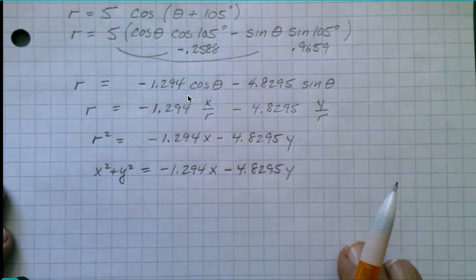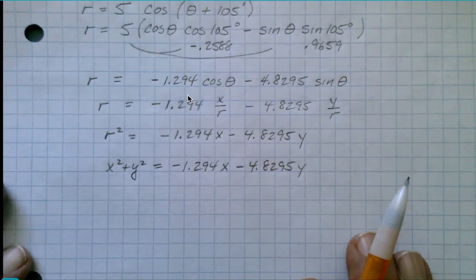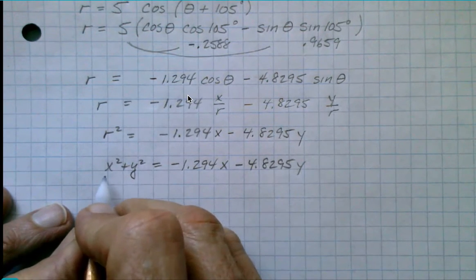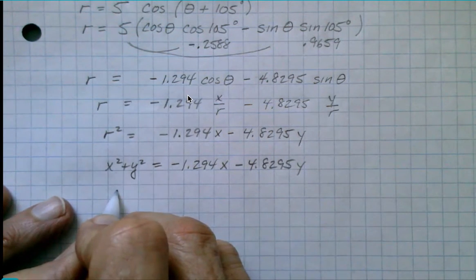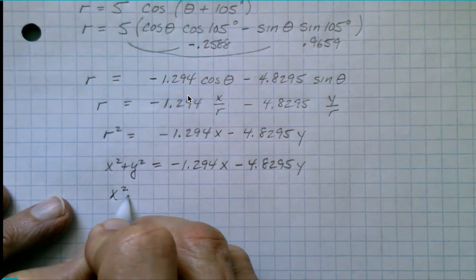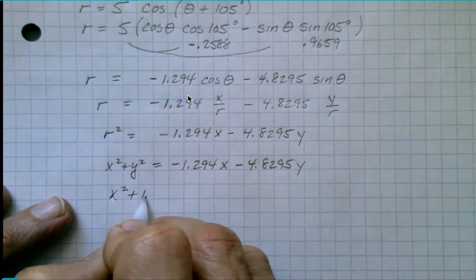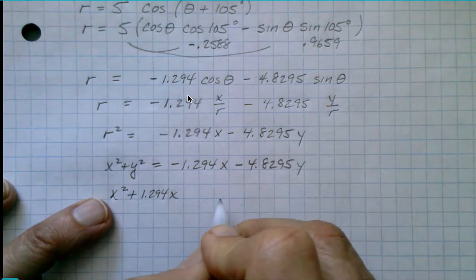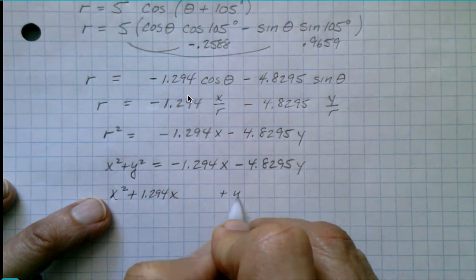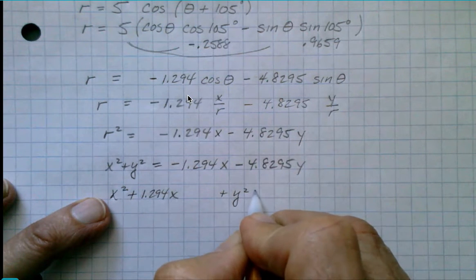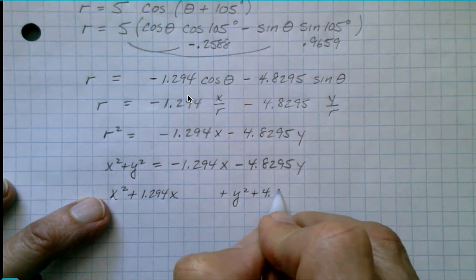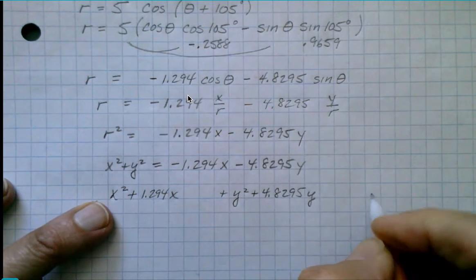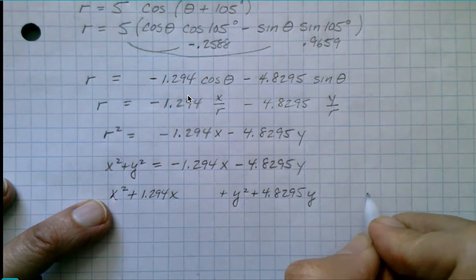So I will start this off for you, and then the rest I'll leave for you to play with. I would move everything onto one side. I would have my x squared plus 1.294x, then I would leave a little space, and then I'd have plus y squared plus 4.8295y, and right now that's all equal to 0.